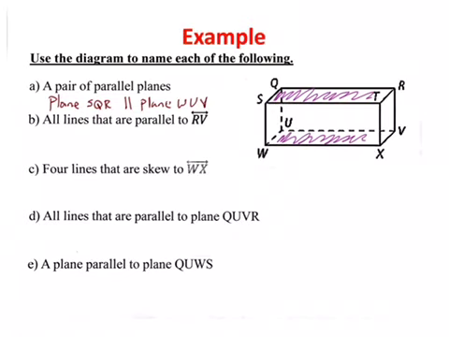We want to name all the lines parallel to RV. Well, RV is here. So parallel to it, first one I notice is going to be TX. I can also say QU. And then SW.